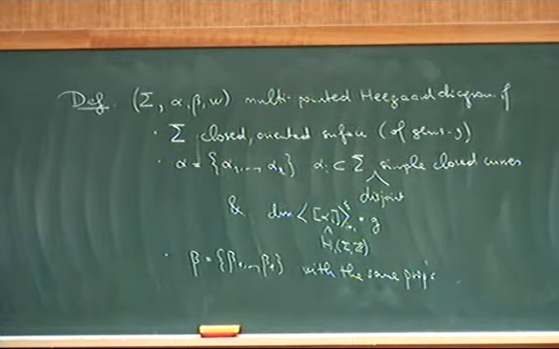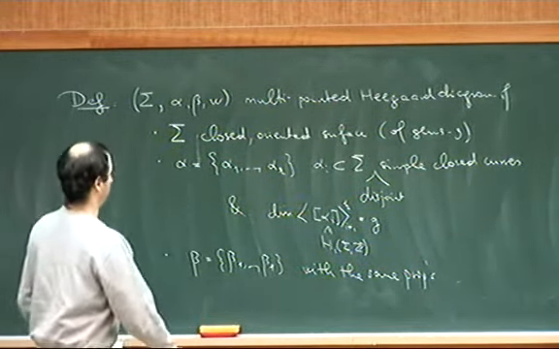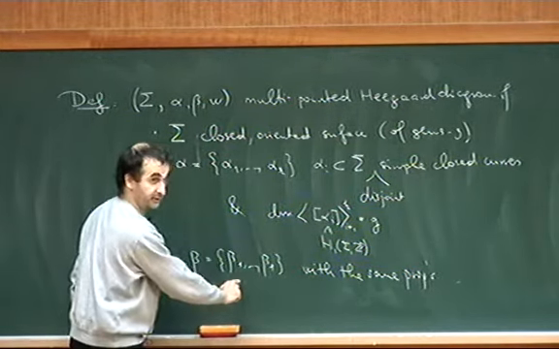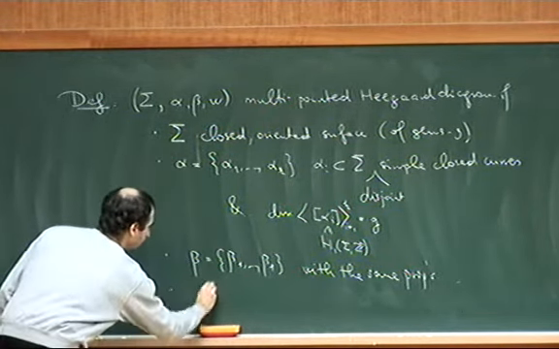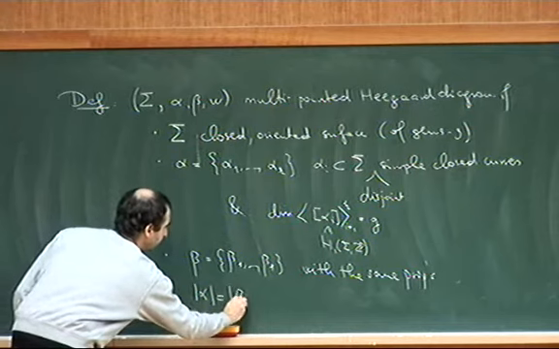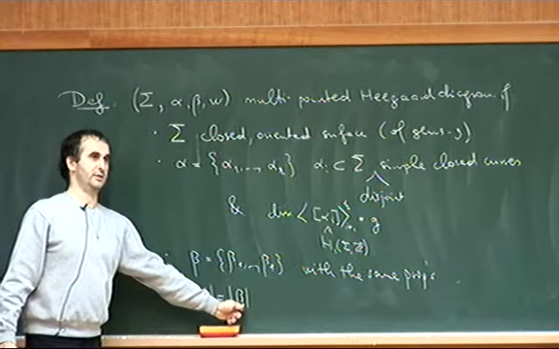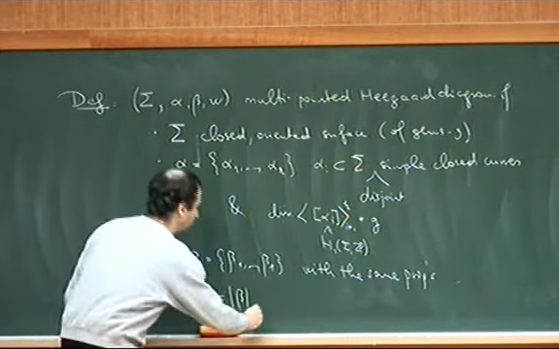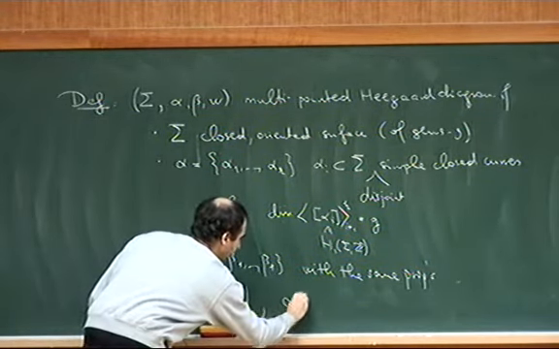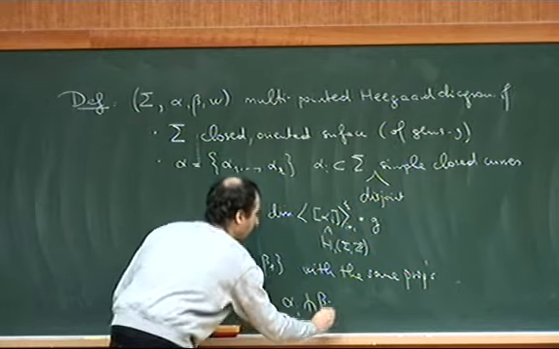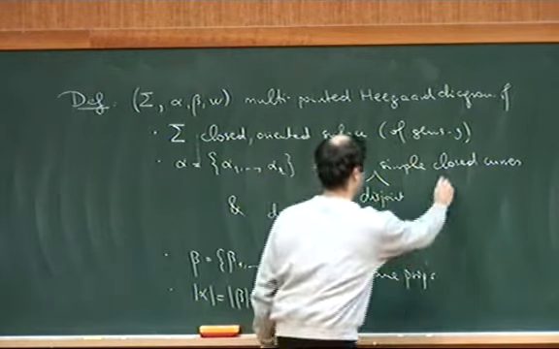And so the two numbers should be the same. So the number of curves in the system alpha should be the same as the number of curves in the system beta, and they should intersect each other transversely. And finally, there is an assumption for the w's.